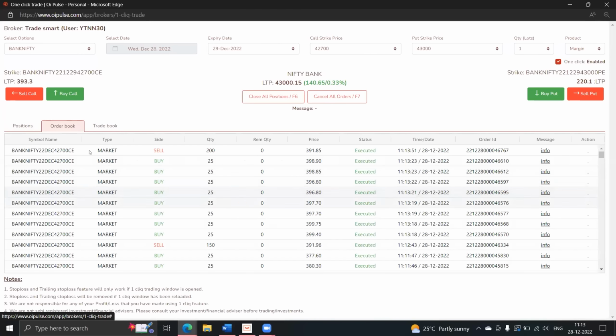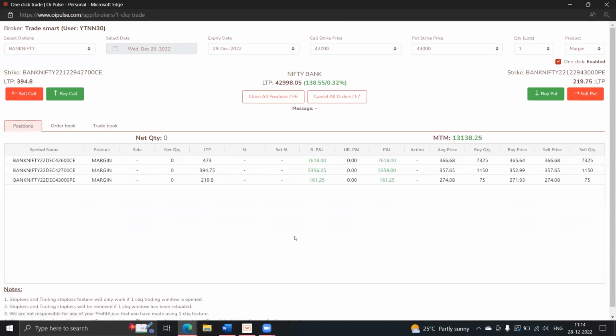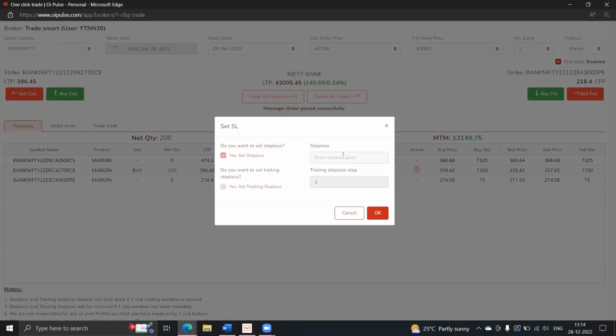So the important thing is, sometimes when you want to do a quick entry and exit, all you need to do is a quick entry and you can immediately place your one click stop loss here. Okay.